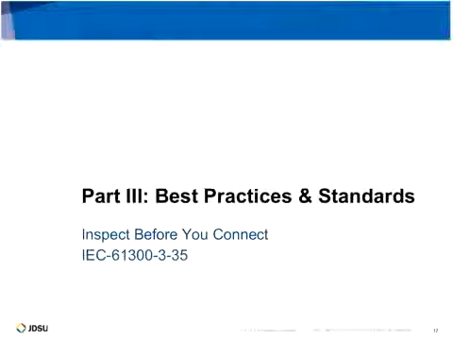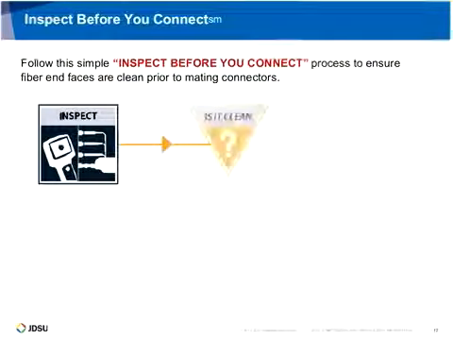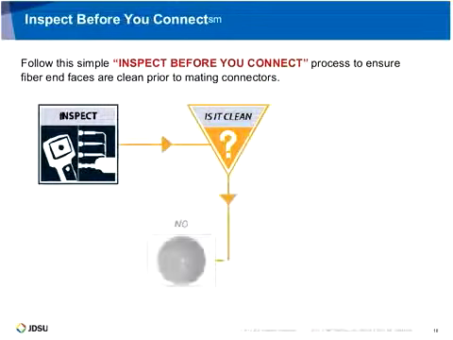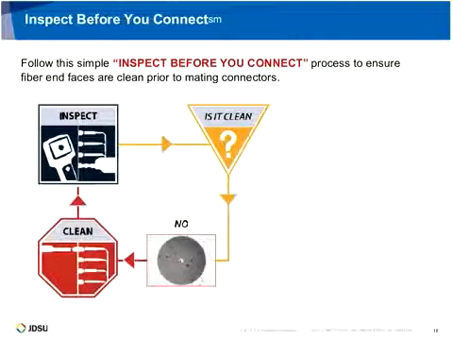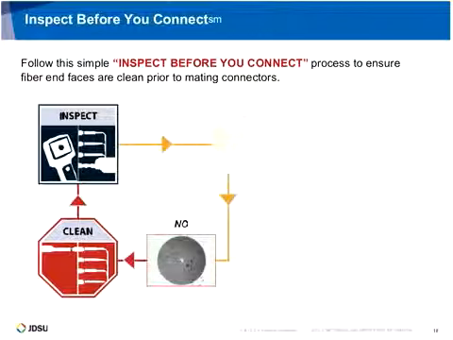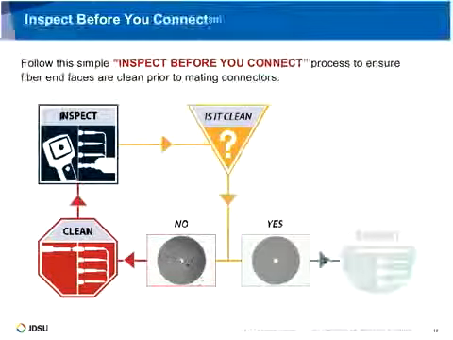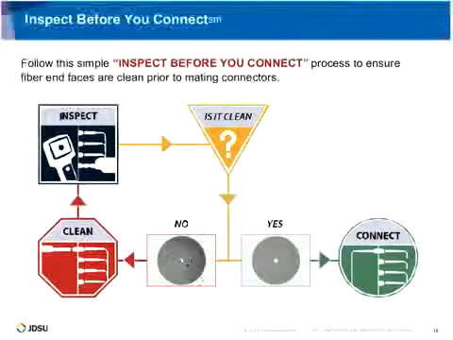So with that, this is a good transition into where I really want to focus today, and that's best practices and standards when it comes to handling fiber connectivity. The old adage that we like to use at JDSU is a term that we call inspect before you connect, or the inspect before you connect process. And you can see it being animated here on the screen as I'm talking. It starts here up in the left-hand corner, where the very first thing that you want to do, first and foremost, is inspect.